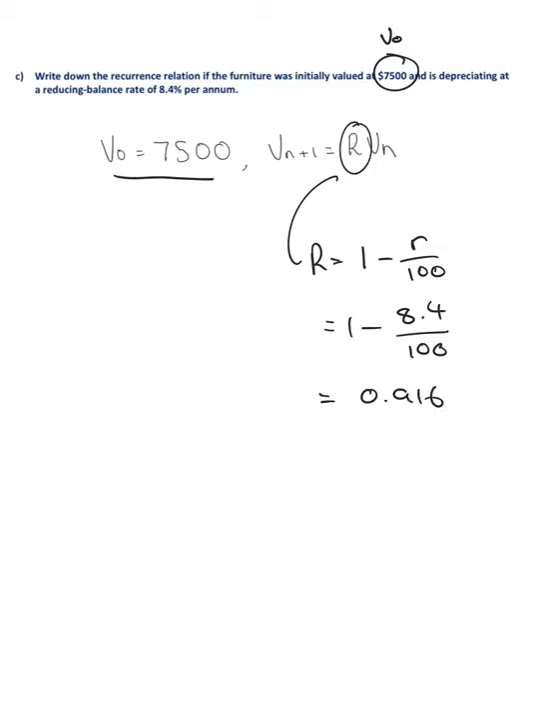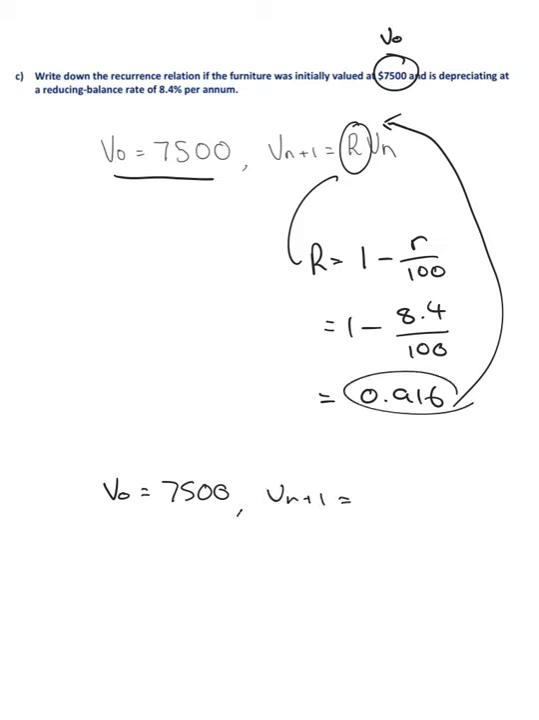is equal to 0.916. We're going to sub that in for our R value, and we're left with the recurrence relation, which is V0 equals 7,500, Vn plus 1 equals our R value, 0.916, times Vn. There you have it. That's our recurrence relation.